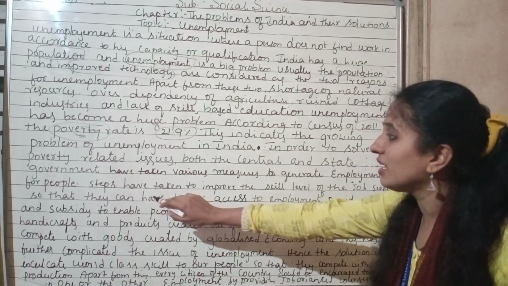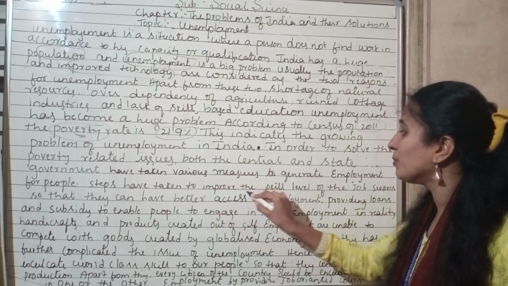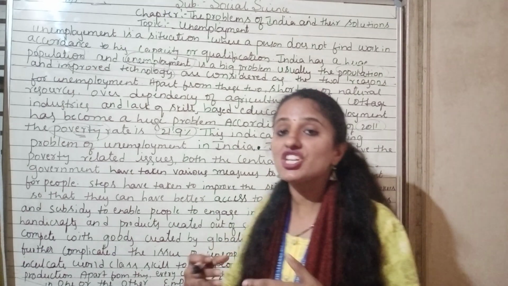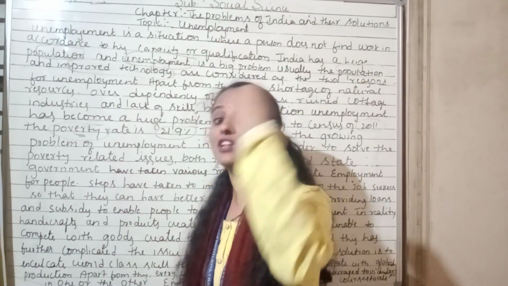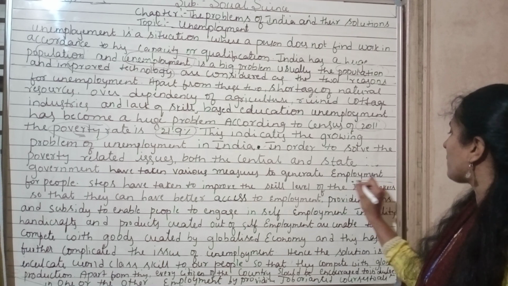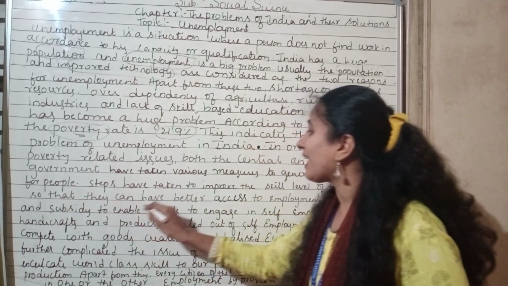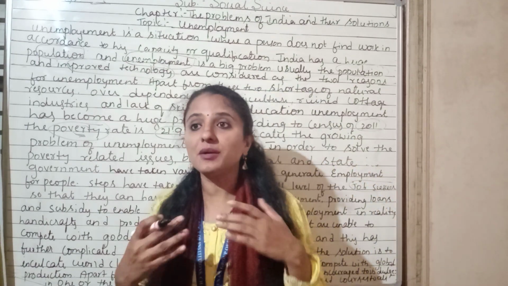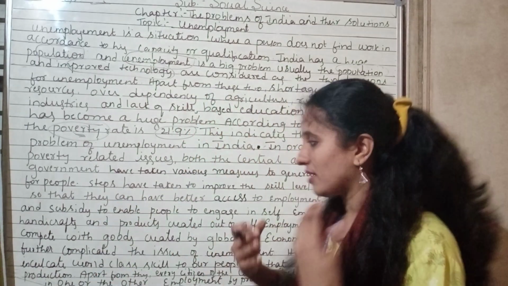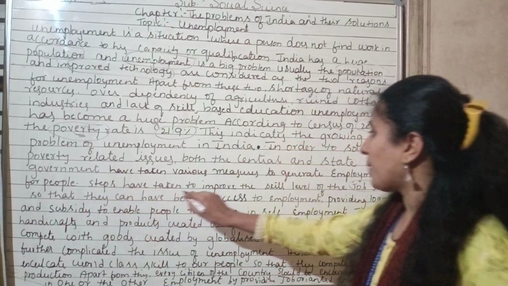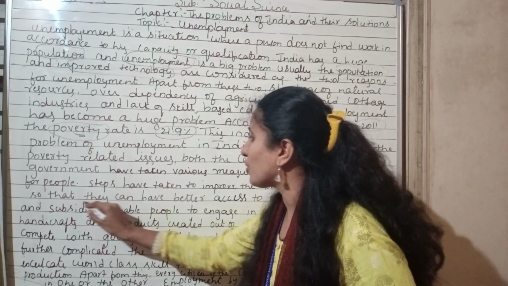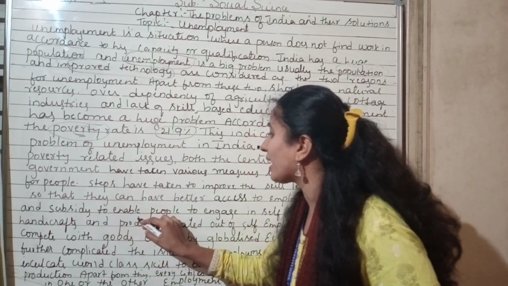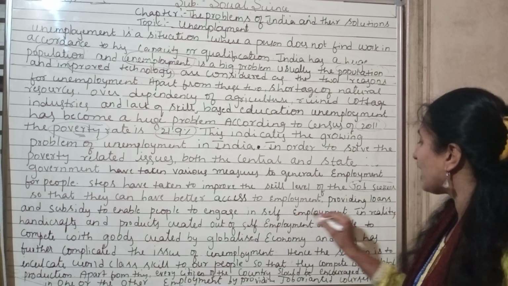Here, steps have been taken to improve the skill level of the job seekers. Job seekers means one who is searching for a job, ಯಾರು ಉದ್ಯೋಗವನ್ನ ಹುಡುಕ್ತಿರೋರಿಗೆ, the skill. So that they can have better access, means they can get a better opportunity to get jobs, providing loans and subsidy to enable people to engage in self-employment.